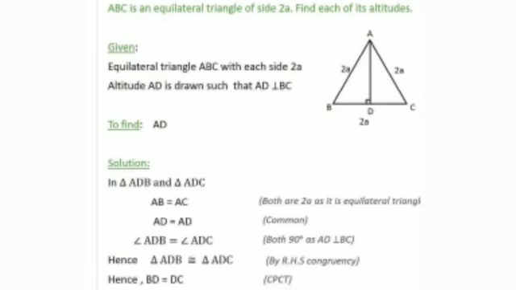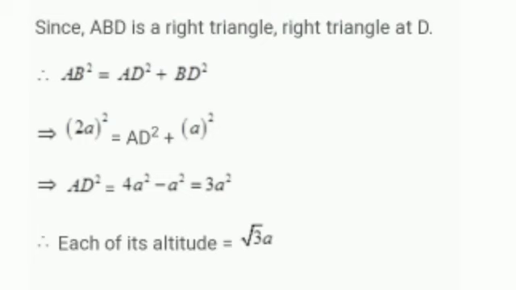So further we will proceed, that means each of the lengths BD and DC is equal to A. So here we will apply Pythagoras and we will get the result for the length of the altitude AD. And since ABD is a right angled triangle at D, this implies by using Pythagoras, AB square must be equal to AD square plus BD square. We will substitute the values, we will get AD square as 3A square. So that means its altitude will be of the length root 3A.